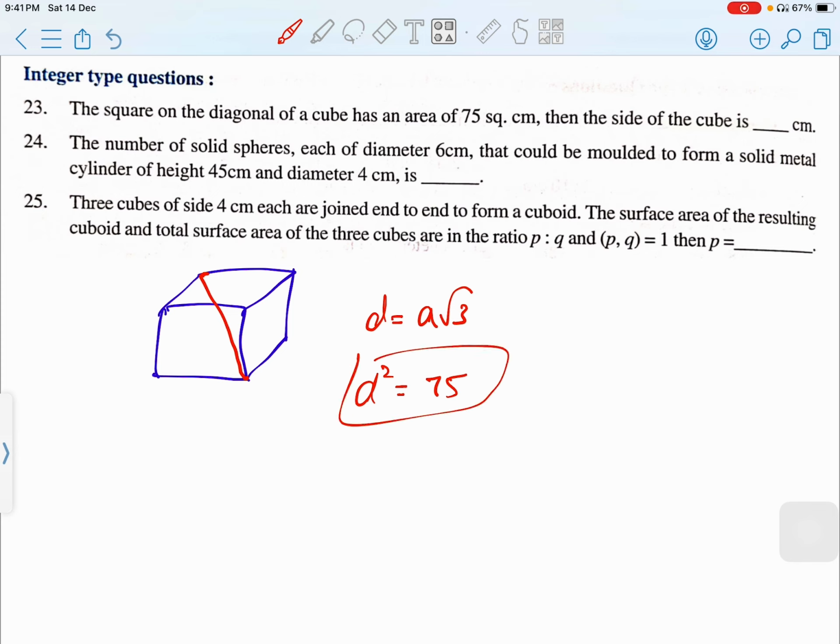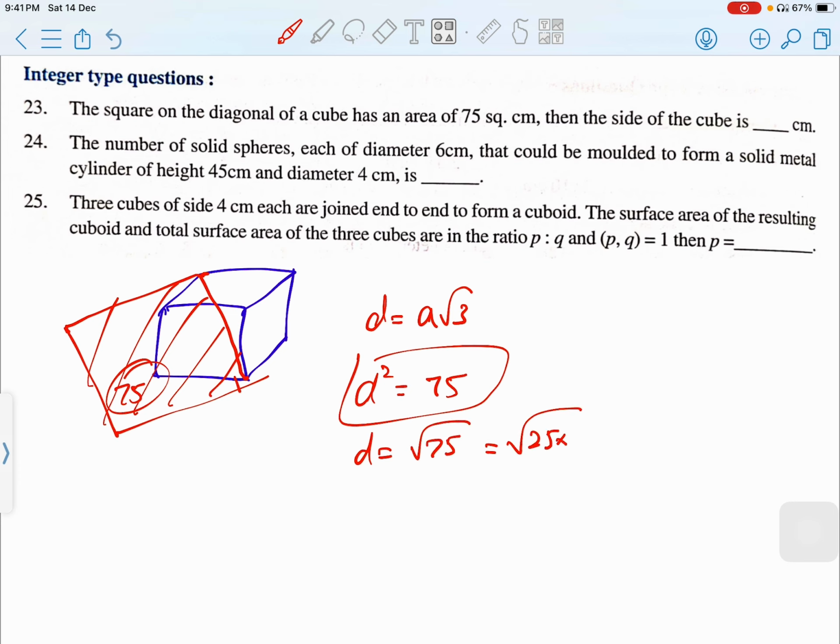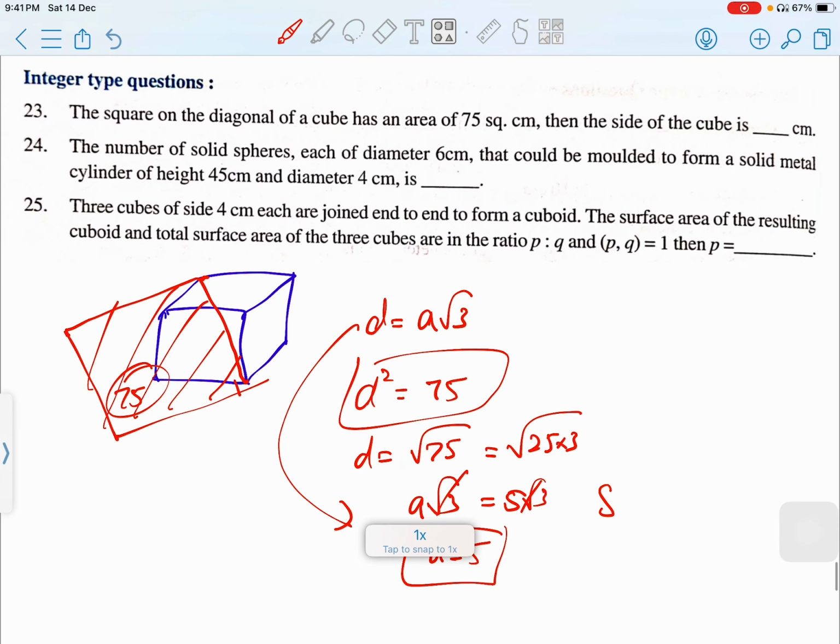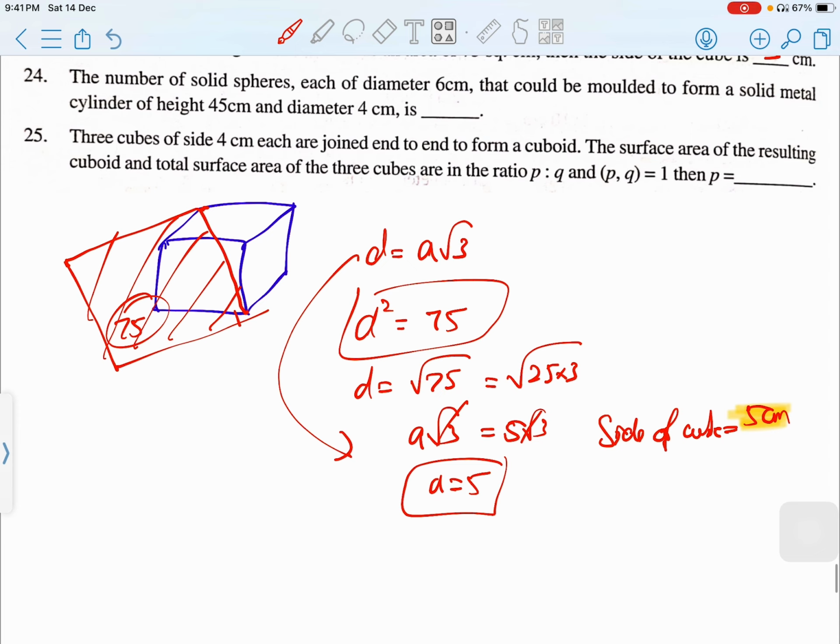What they basically say is, if you form a square with this diagonal, the sheet is of 75 centimeter square. So anyhow d equal to root 75, that you can write 25 into 3, that's 5 root 3. But by formula we know a into root 3, so it implies your side is 5. So side of a cube is 5 centimeters. Okay, question number 24.